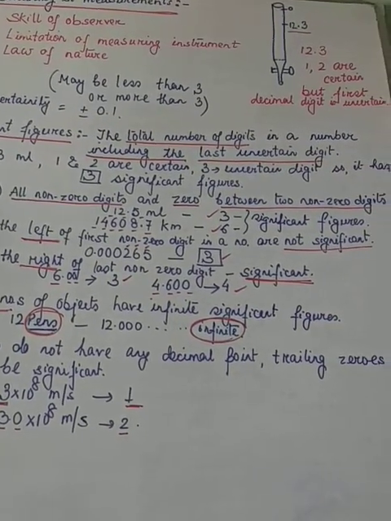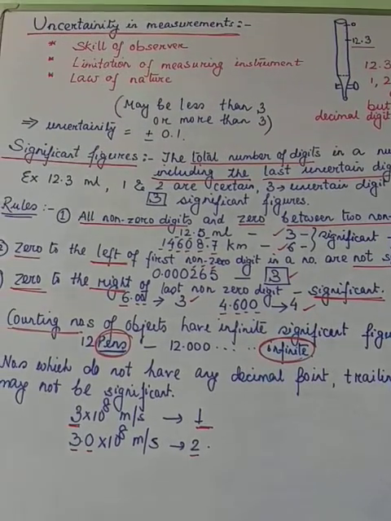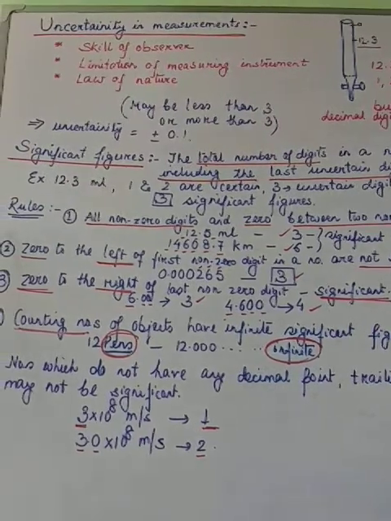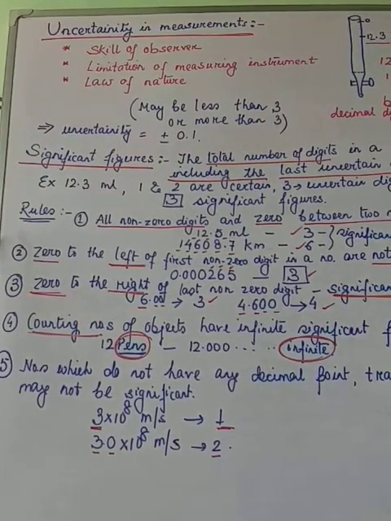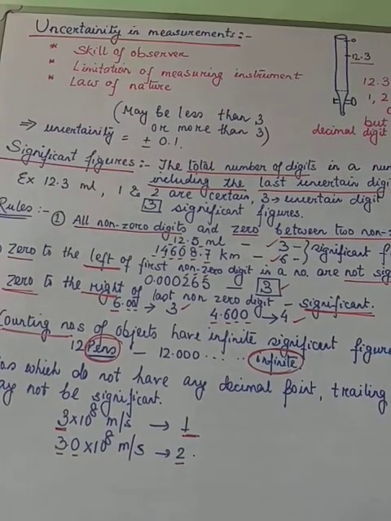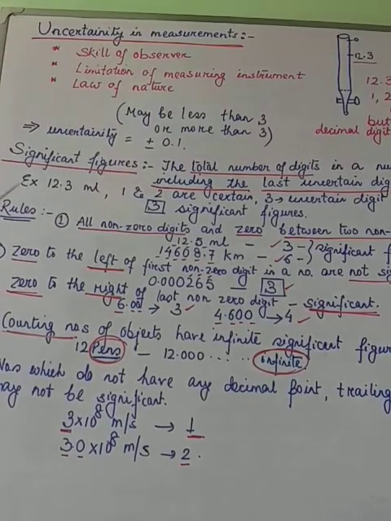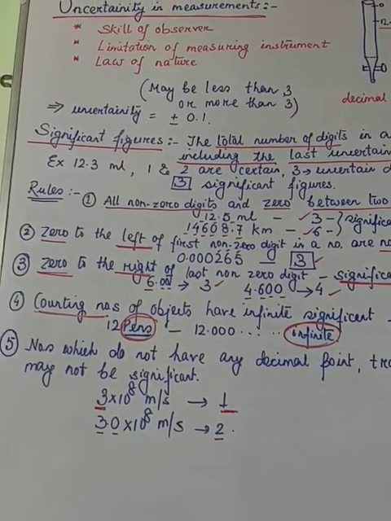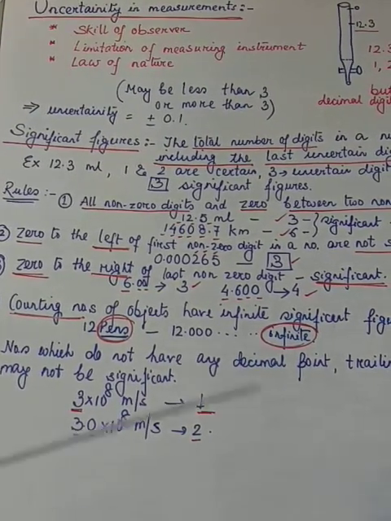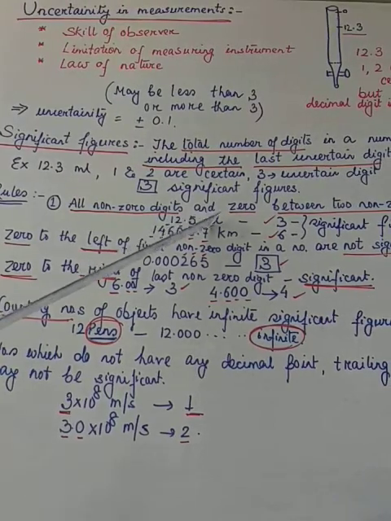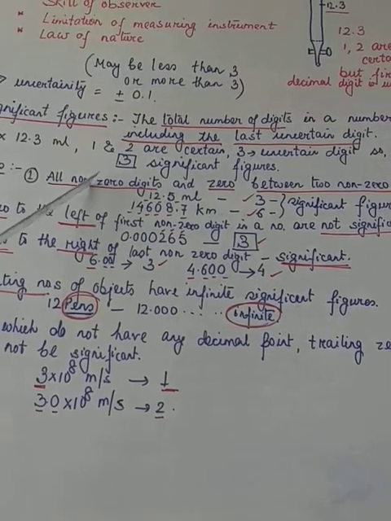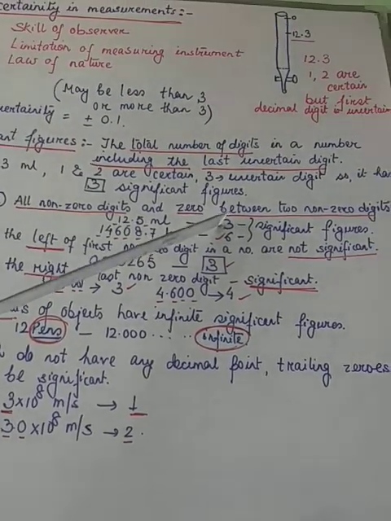Now what are the rules to get the significant figures? Check them very carefully because you will find a little bit of disparity with your previous knowledge. Coming to the first: all non-zero digits and the 0 between two non-zero digits are always significant. For example, 12.5 milliliter. 1, 2 and 5 are all non-zero. We have 3 significant digits here.